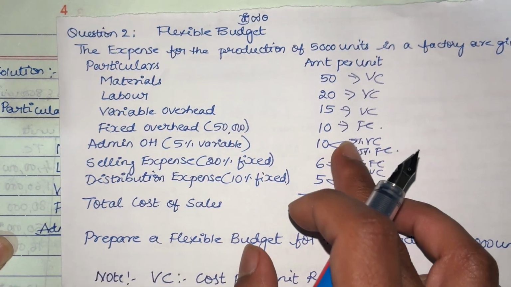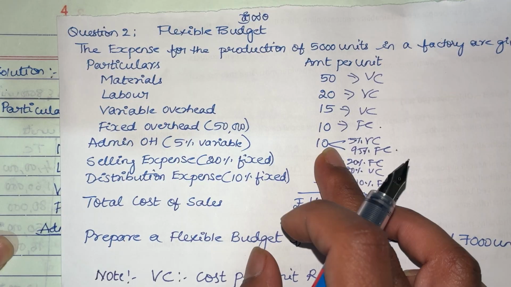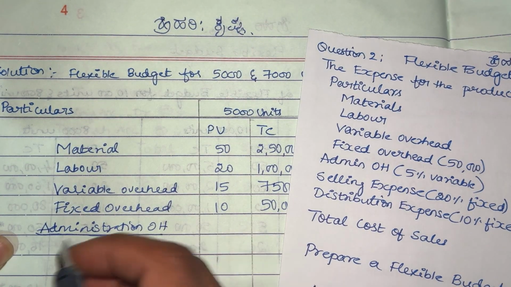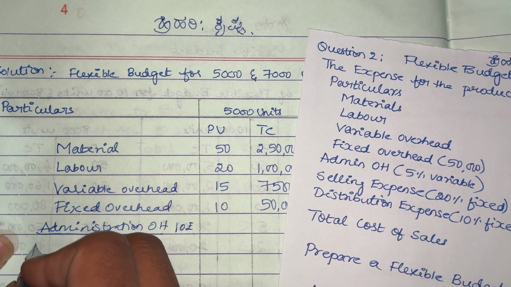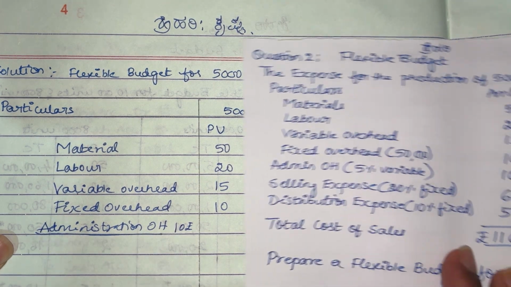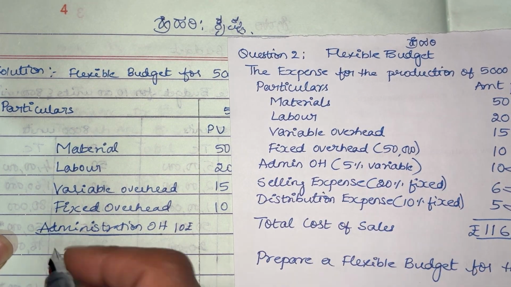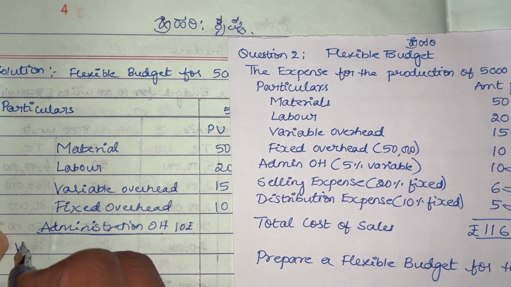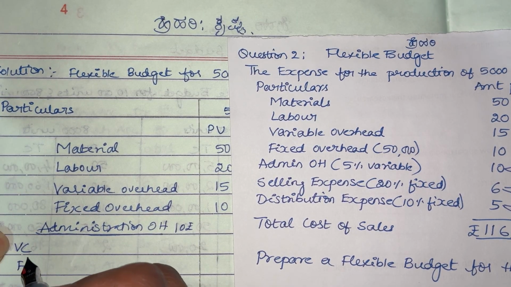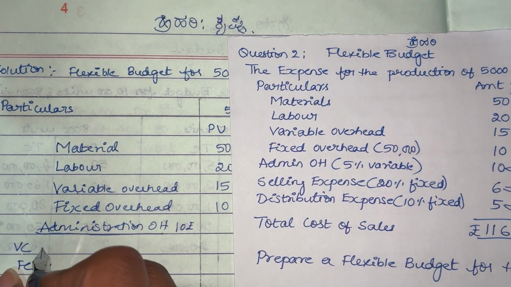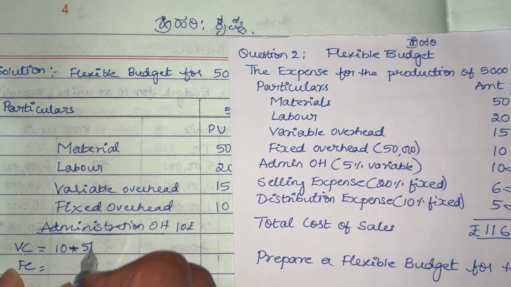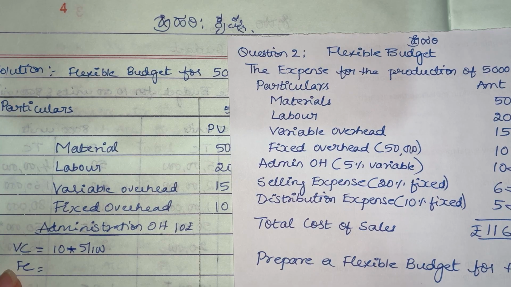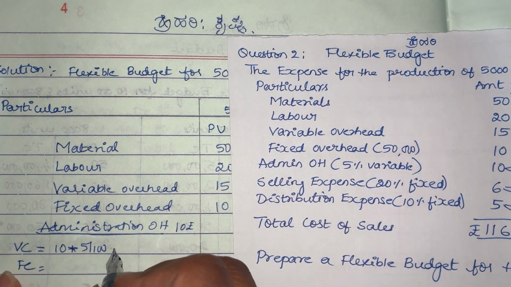What is total administration overhead cost? It is around 10 rupees, right? Okay, this is 10 rupees. Now out of this we have a segregation, so we will write it like this, 5%. So this is variable cost and this is fixed cost, which I am writing up here. So now variable cost equals 10 rupees into 5 divided by 100.